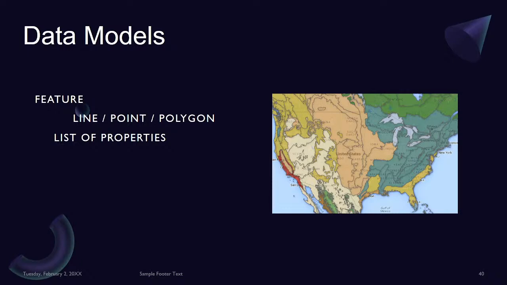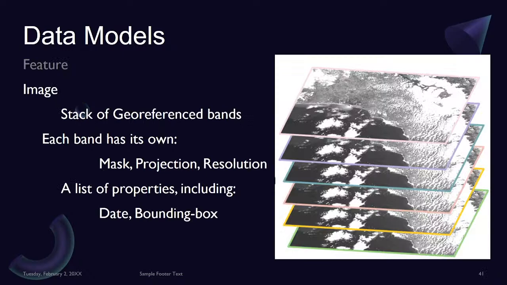So data models, how the data is actually represented in Google Earth Engine. All features or vector data is represented as a feature containing a line, point or polygon with a list of properties. An image, or a raster image, is represented as a stack of geo-referenced bands, and every band will have its own mask, projection, resolution, or a list of properties, maybe like when the data was acquired, the bounding box of that image, and so on.